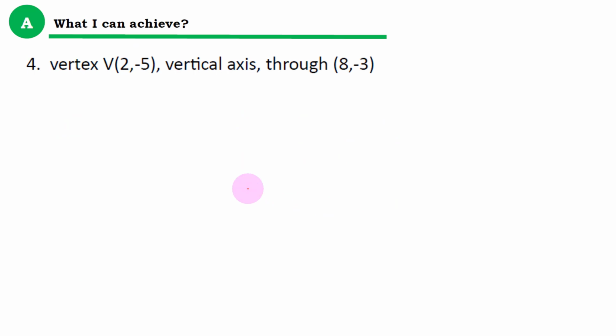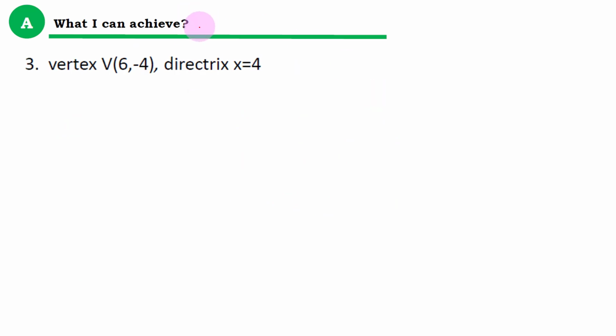Number 3. The vertex is at 6, negative 4 at ang directrix ay nasa x equals 4. So, paano yan? So, visualize muna natin kung nasaan ang vertex natin. So, 6, negative 4.